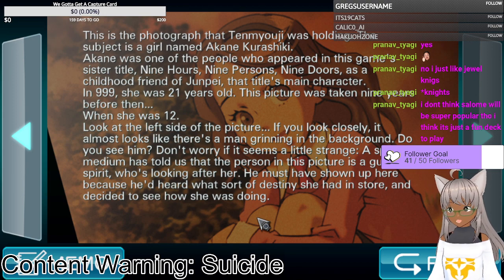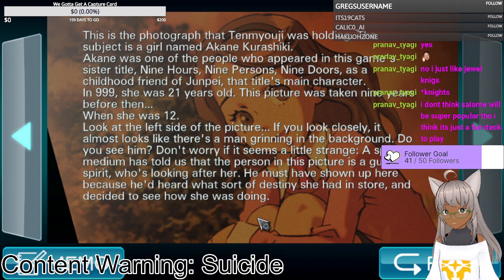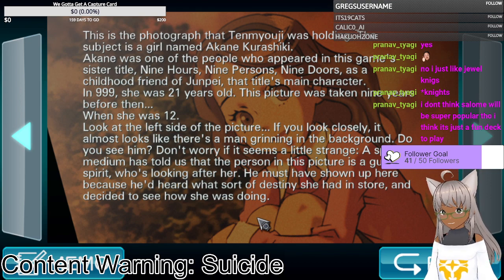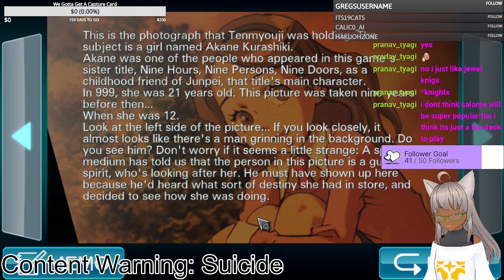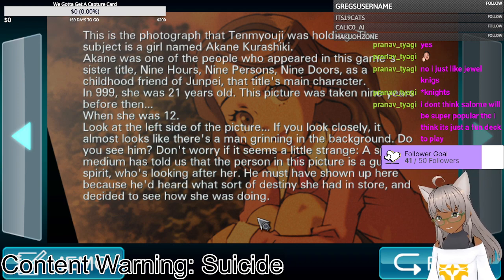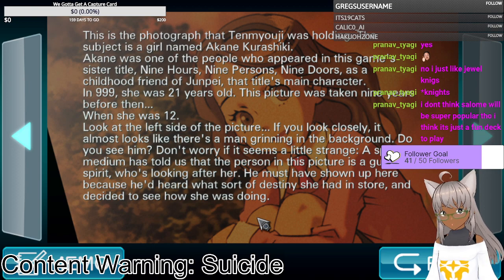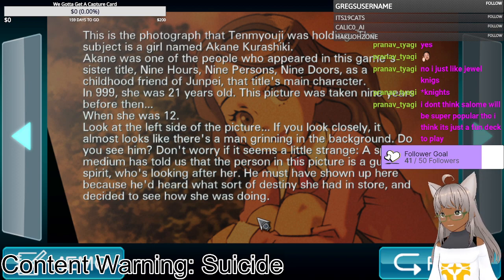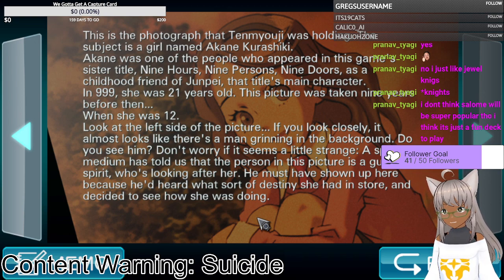Tenmyoji's picture. There's a photograph that Tenmyoji was holding. The subject is a girl named Akane Kurashiki. Akane is one of the people who appeared in this game's sister title, 9 Hours, 9 Persons, 9 Doors! As a childhood friend of Junpei, the title's main character. In 999, she was 21 years old. This picture was taken 9 years before then, when she was 12.